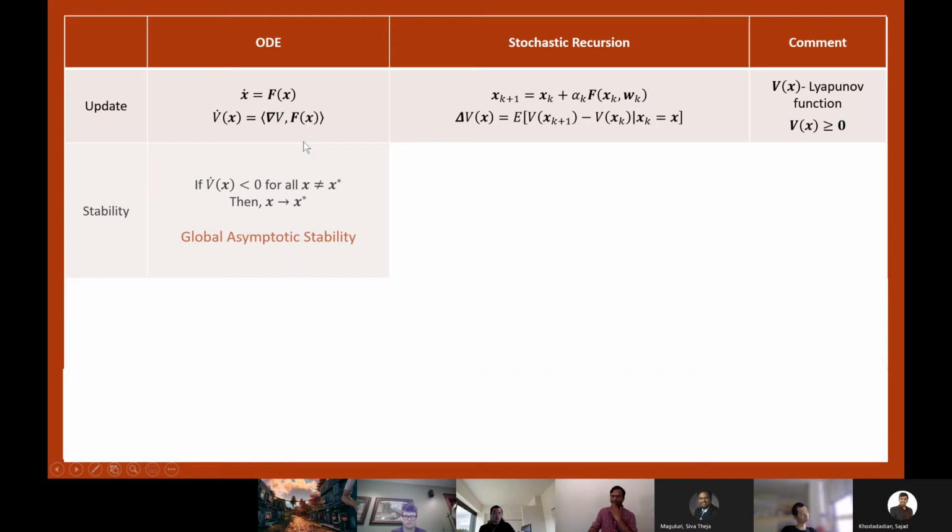So the first kind of Lyapunov argument we'll see comes from what is called global asymptotic stability in the dynamical systems literature, which says that if I can show that my V dot is strictly less than 0 as long as x is not equal to x star, where x star is where I want to converge, this is saying that as long as I'm not at x star, my V strictly decreases, then x should converge to x star.